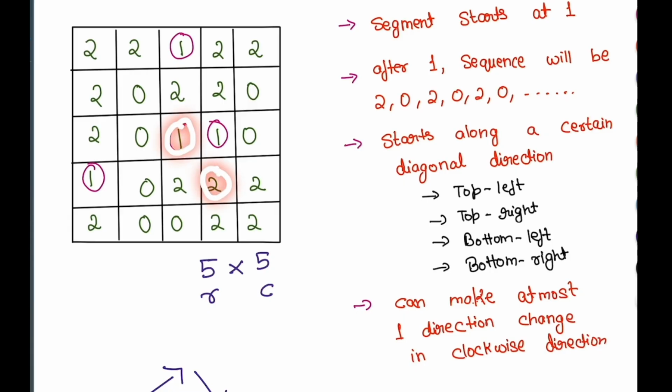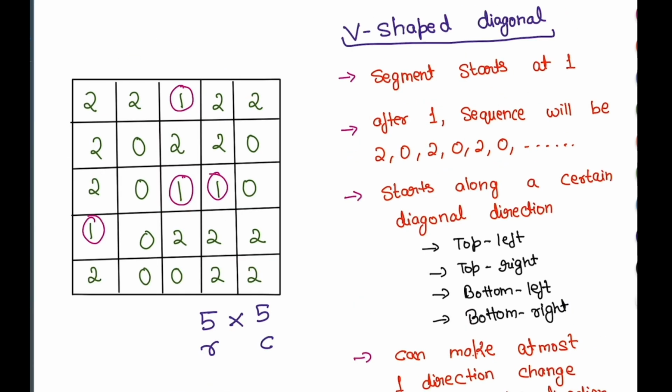Now I cannot continue. So I will start in the bottom left. I can continue, right? This is a 0 and I cannot go in the bottom left now because it is out of the 2D matrix. So this is one of the other V-shaped diagonal segments, right? The length is 1, 2, 3. So with this element we got a length of 1. With this element we got a length of 3.